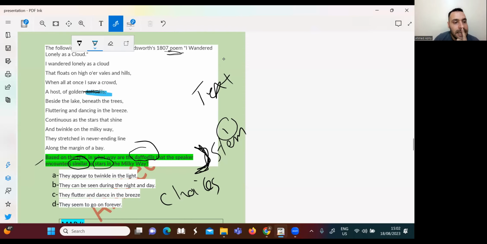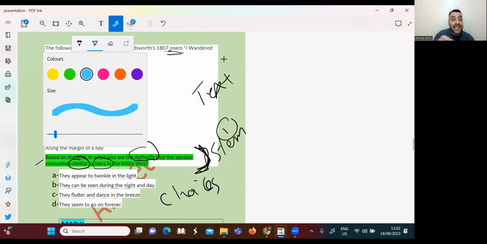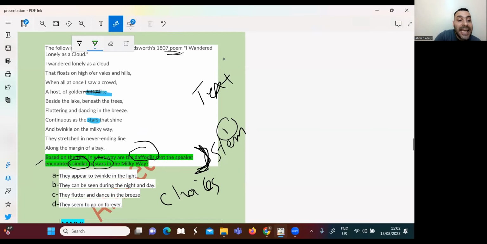Okay, continue. Continuous as the stars that shine and twinkle on the Milky Way. Do I have a comparison now? Yes, between the daffodils and the stars. So where is the comparison tool here? What does it say? As. The simile. Comparing the daffodils to the stars.